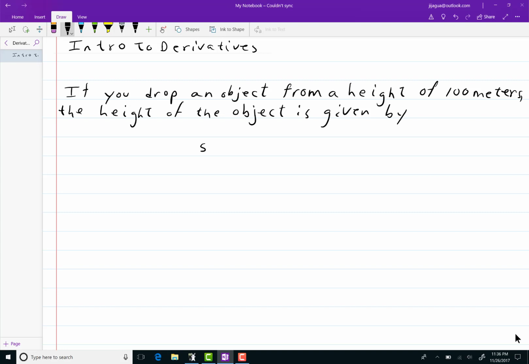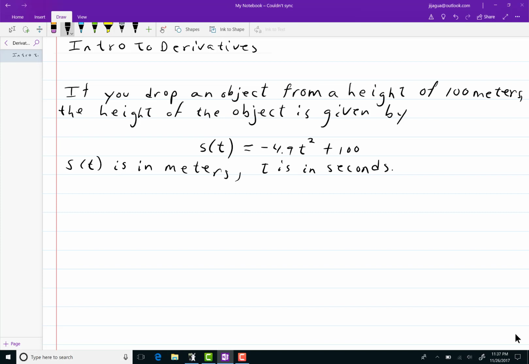I don't know why h is not used, probably because we use h for a lot of other things, but usually they'll write s of t, s being the position of the object, t being the time, where that'll be in seconds. This equals negative 4.9 t squared plus 100. Of course, s of t is in meters, and t is in seconds.